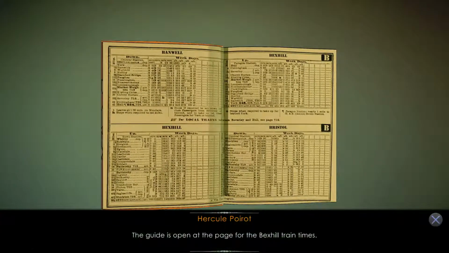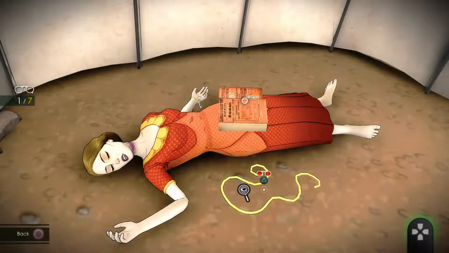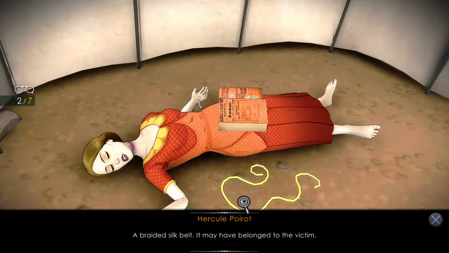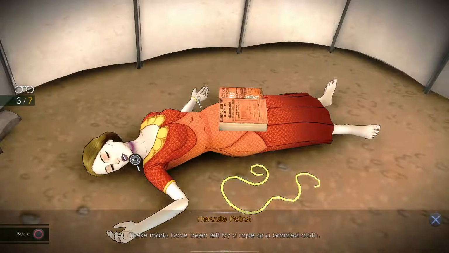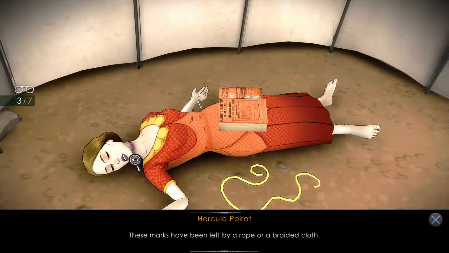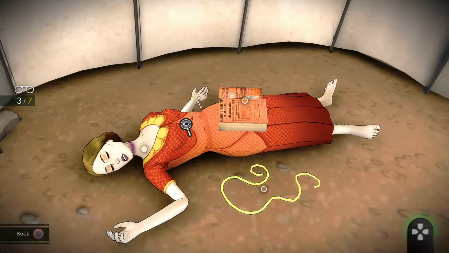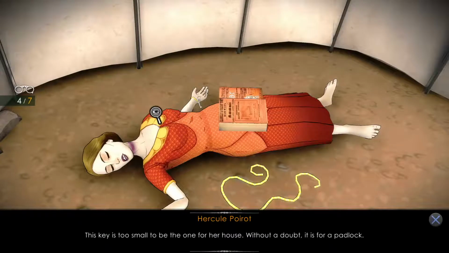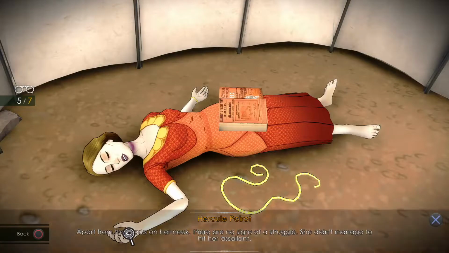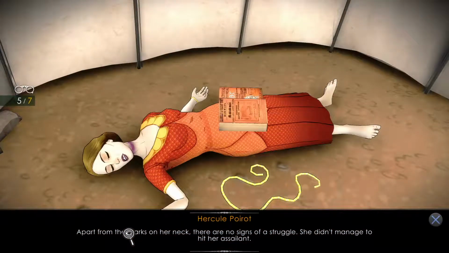The guide is open at the page for the Bexhill train times. Hmm. A braided silk belt. It may have belonged to the victim. These marks have been left by a rope or a braided cloth. This key is too small to be one for a house. Without a doubt, it is for a padlock. Apart from the marks on her neck, there are no signs of the struggle. She didn't manage to hit her assailant.